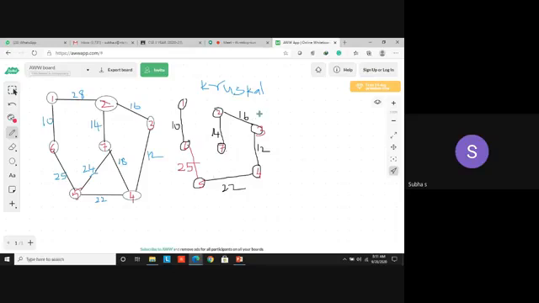Okay, so now find the total cost. You can add all the weights: 10, 14, 16, 12, 22 and then 25. So what will you get? 99. I am getting the answer as 99.